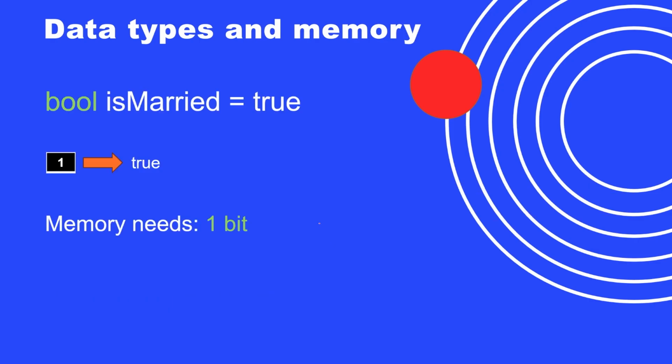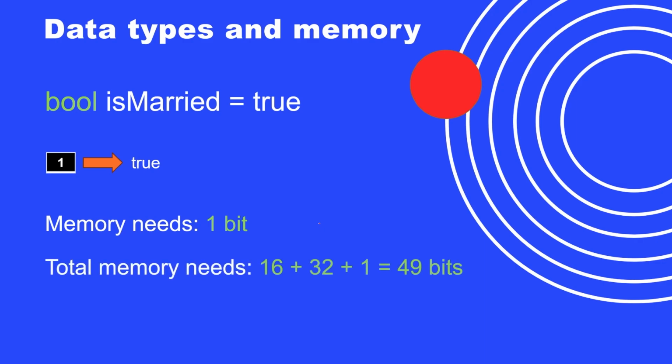Last but not least, going to the bool isMarried, this holds a value of true or false. This is represented in binary either through a 1 for true or through a 0 for false. And therefore, to store a bool, we just need 1 bit in memory. So doing a calculation, the total memory needs of our very simple application is 16 plus 32 plus 1, which is a total of 49 bits.